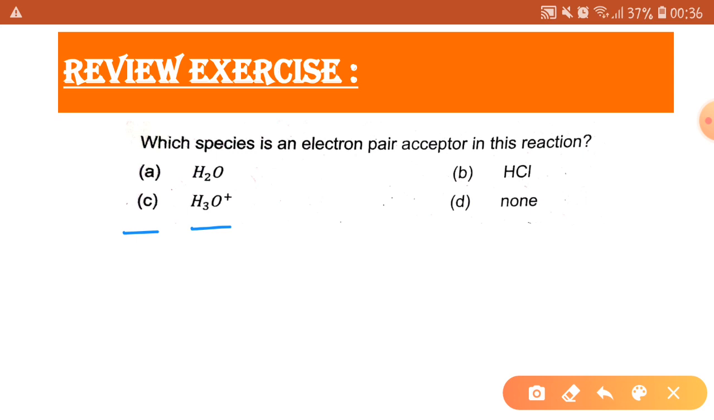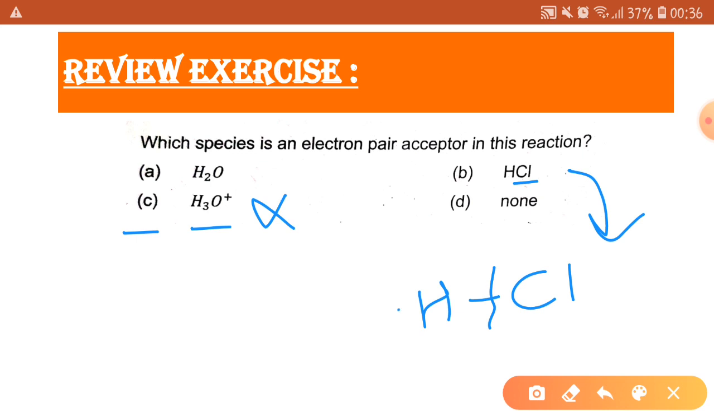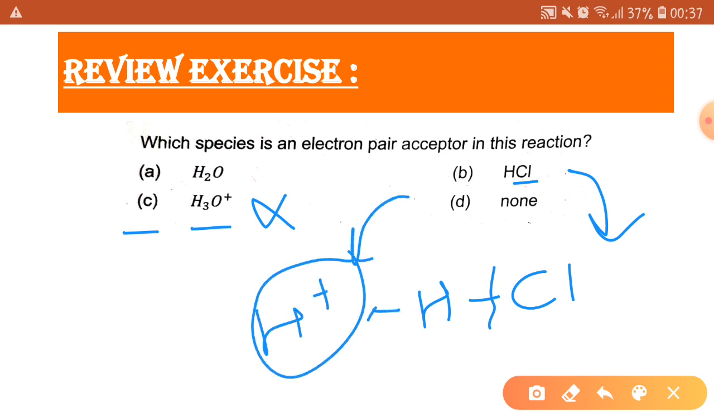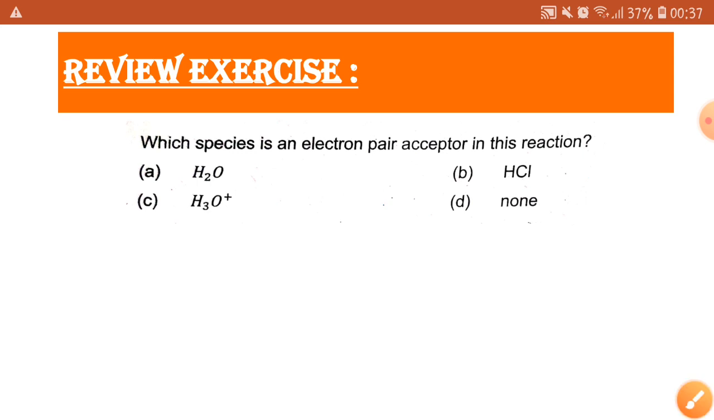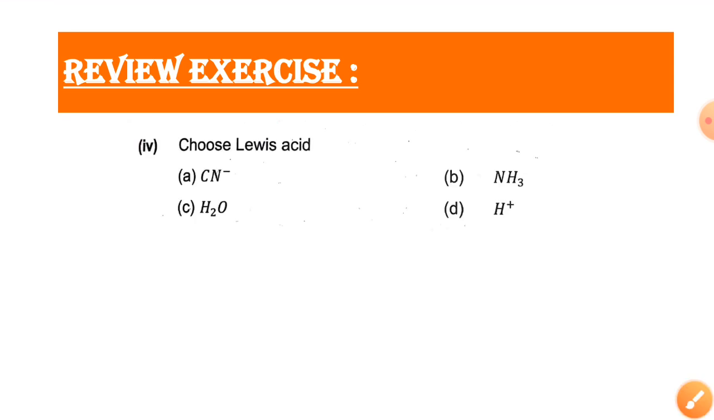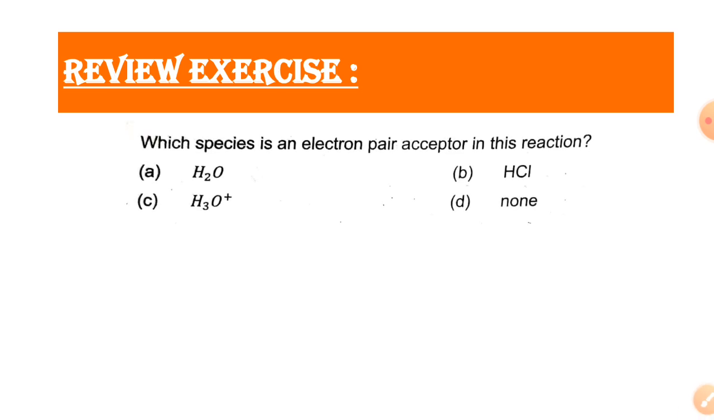So this means that there is no further room for an incoming electron. Since it cannot accommodate the incoming lone pair of electrons, therefore H3O+ cannot act as an electron pair acceptor. Now we are left with HCl, and we read that HCl is an electron pair acceptor in the sense that when the HCl bond breaks, the hydrogen atom is converted into a hydrogen ion. Now this hydrogen ion can accept an electron pair. So this means that for this multiple choice question, HCl is the correct option.